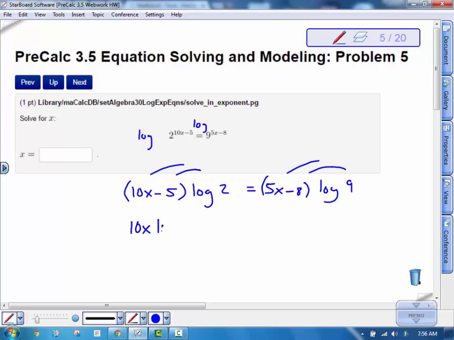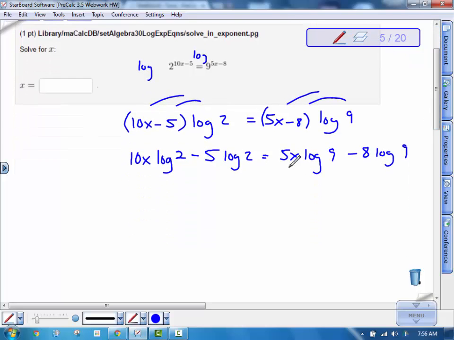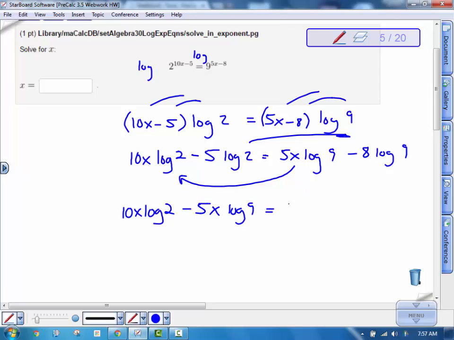So I have 10x log of 2 minus 5 log of 2 equals 5x log of 9 minus 8 log of 9. And then I would get the x terms on the same side. So I move this over and I move this over. And so I get 10x log of 2 minus 5x log of 9 equals, when I add this over, positive 5 log of 2 minus 8 log 9. And then I would factor out the x. This is the key part right here to get x together.